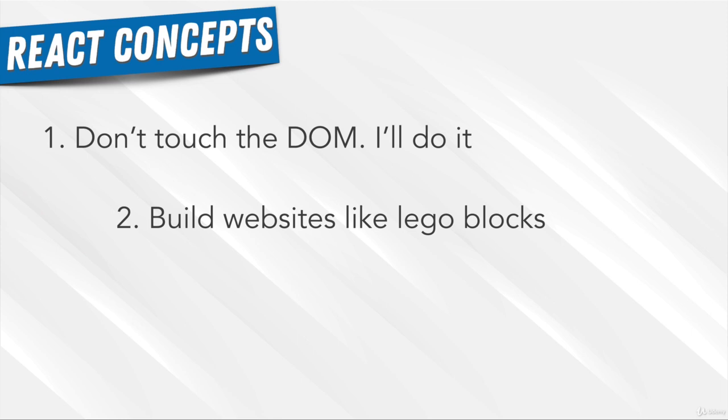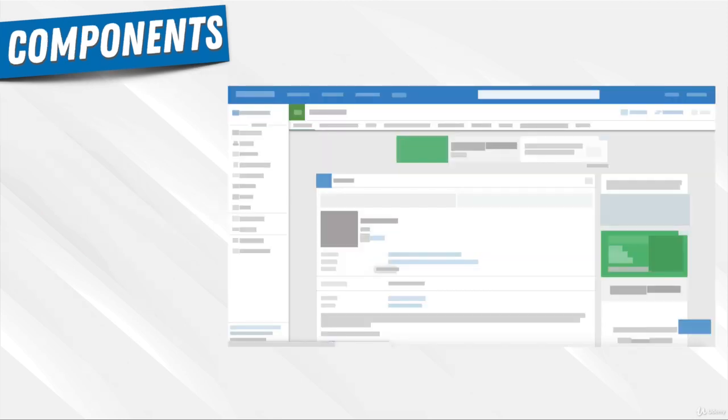Next, the big game changer was this idea of building websites like Lego blocks. React is designed around the concept of reusable components. Just like you see in this app, each square or rectangle has a different color. Well, these are all components. Each of these individual pieces creates this whole app. React had this idea of small components that you put together to form bigger components.